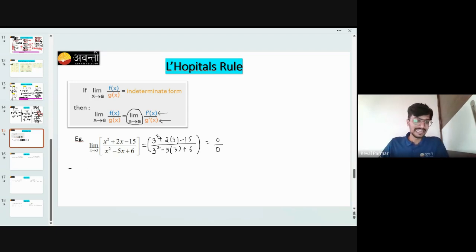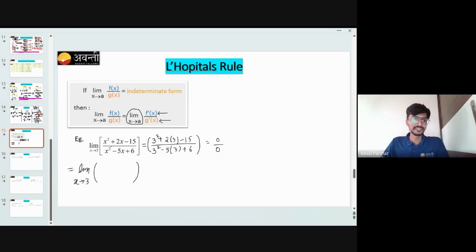So this L'Hopital's rule says that limit x tends to 3 will remain as it is, and we can differentiate the numerator, and then differentiate the denominator separately. So let's differentiate the numerator. In the numerator, as you can see, we have plus and minus, meaning we'll use the addition and subtraction rules.